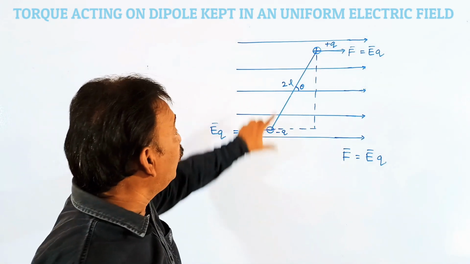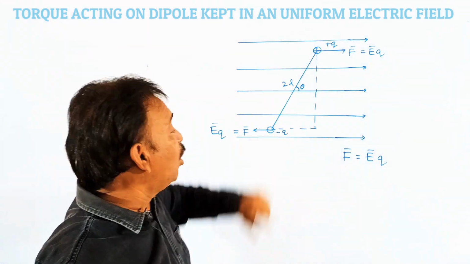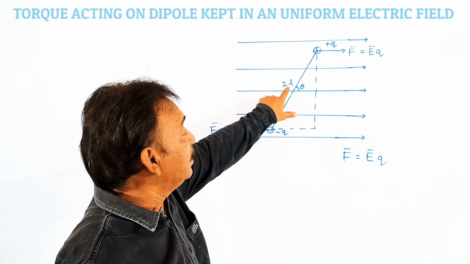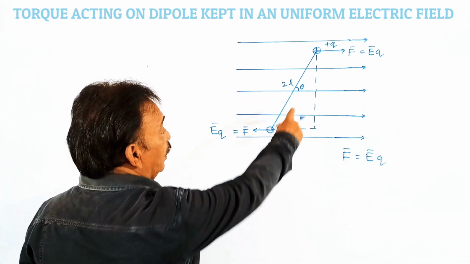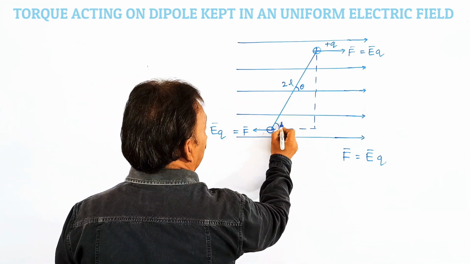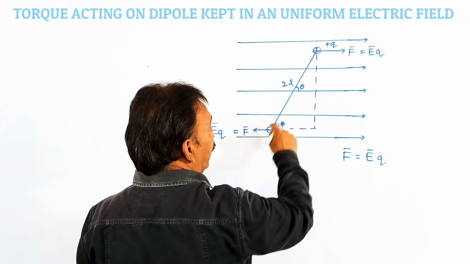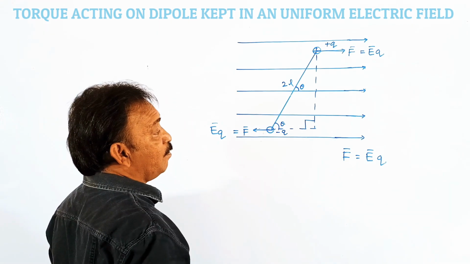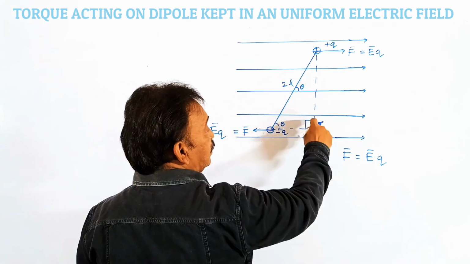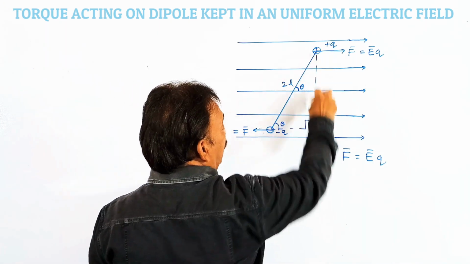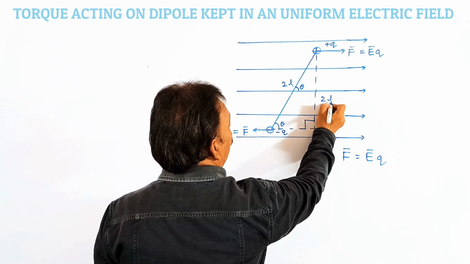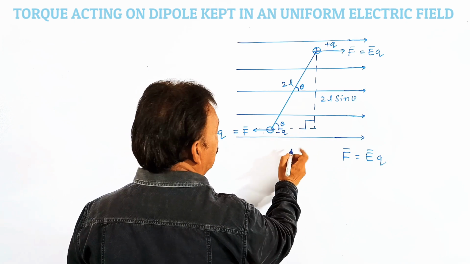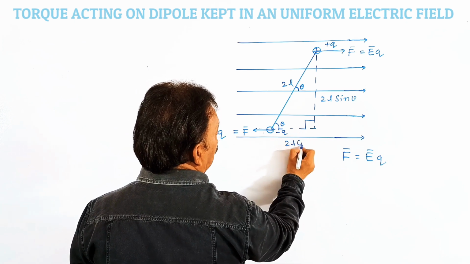Now I am resolving this length 12 into components, students. If the angle is theta, automatically it is theta. If you watch this, you will get a right angle triangle here. Then it can be written as 12 sine theta, and the other component is 12 cos theta.